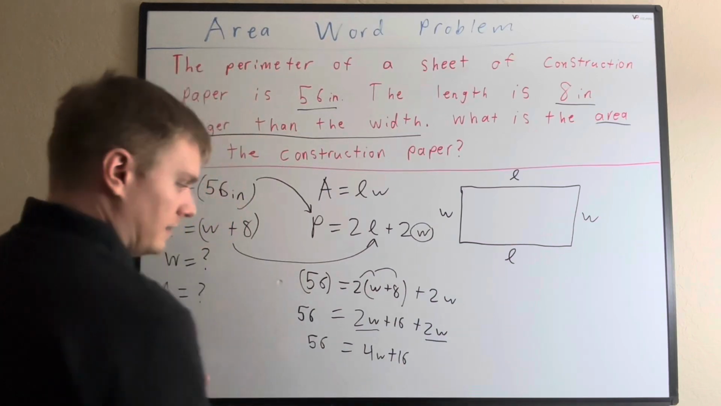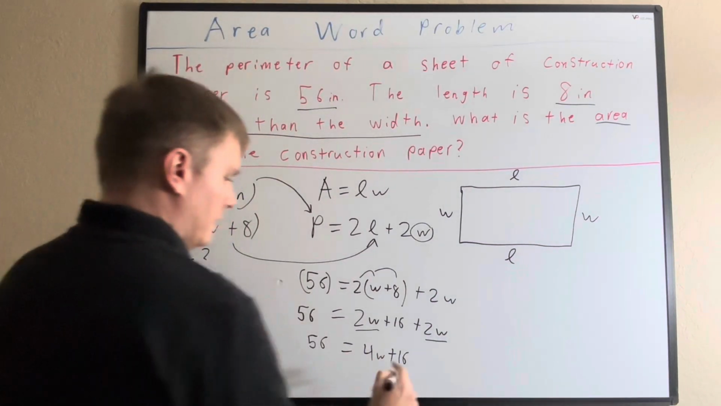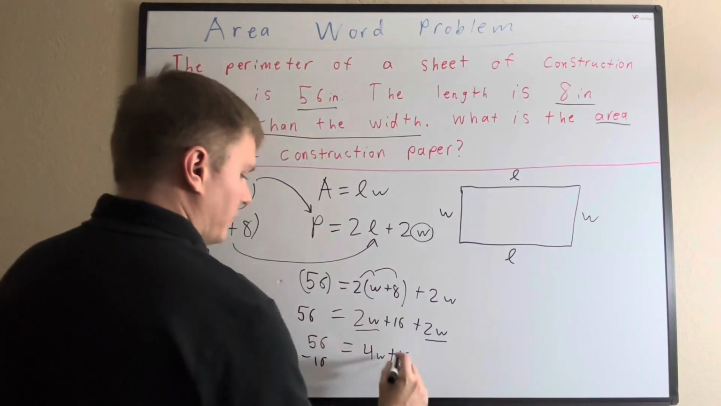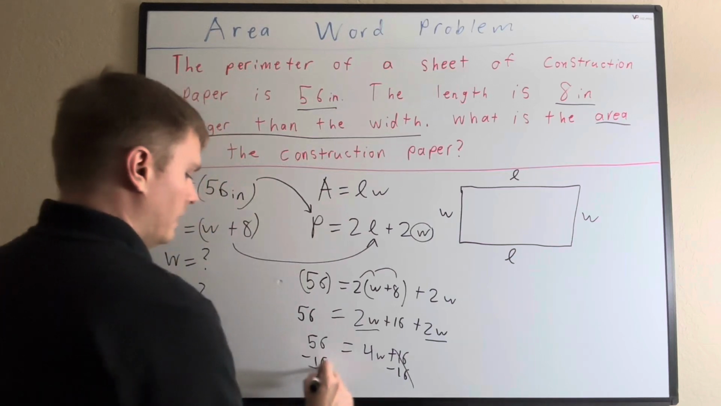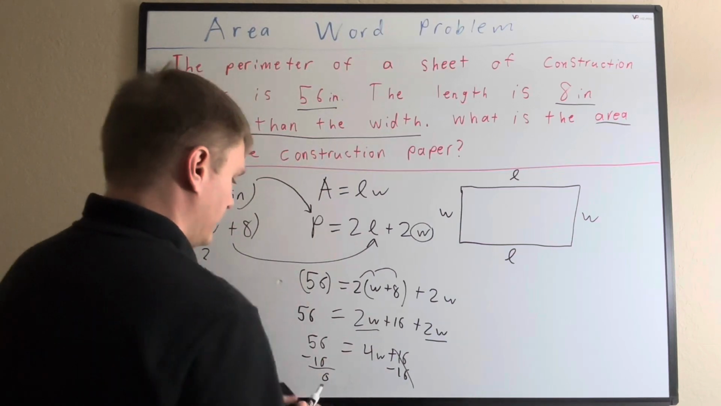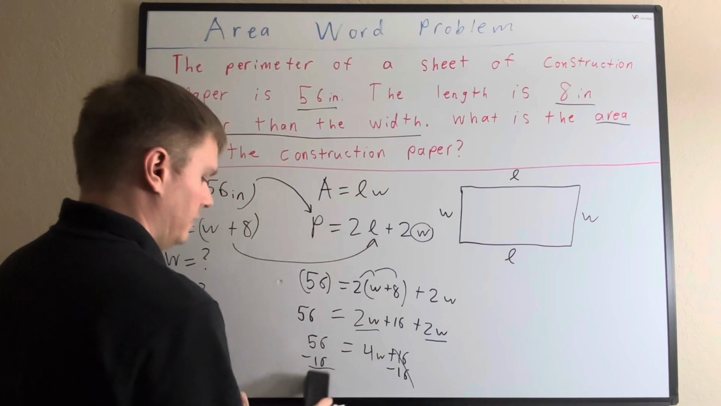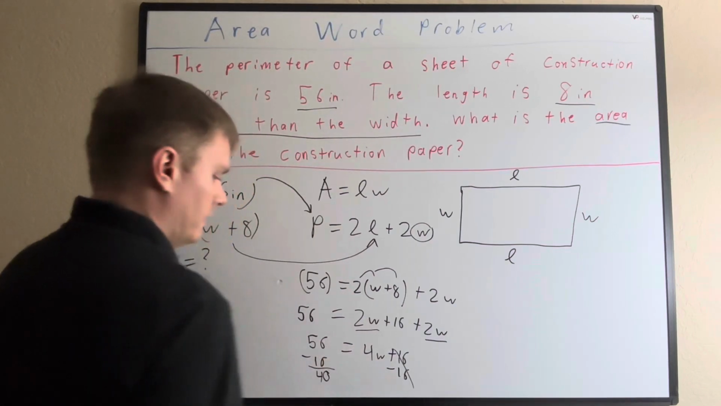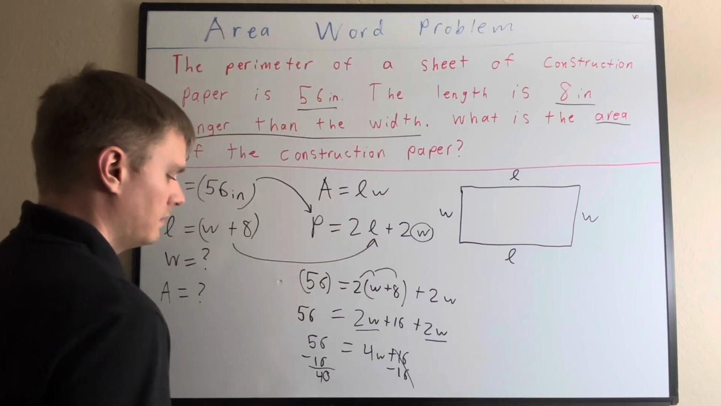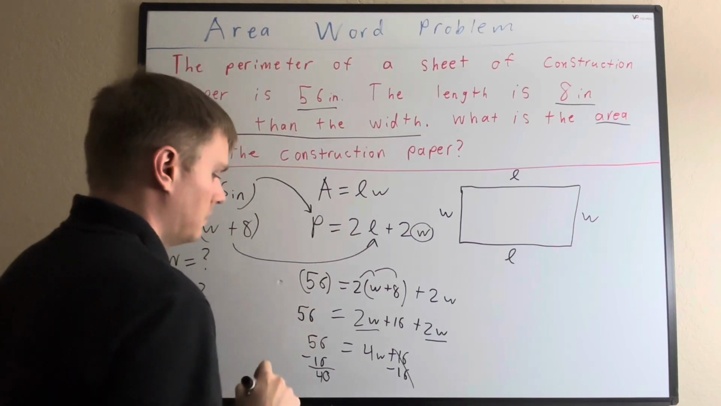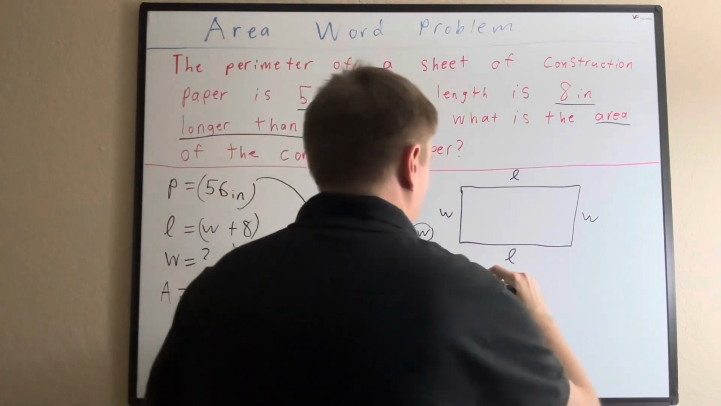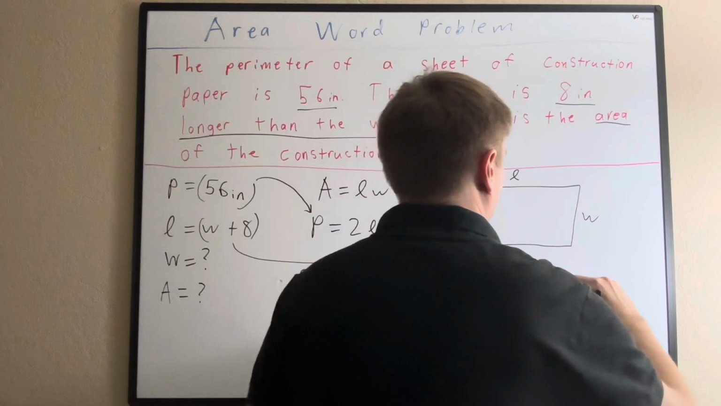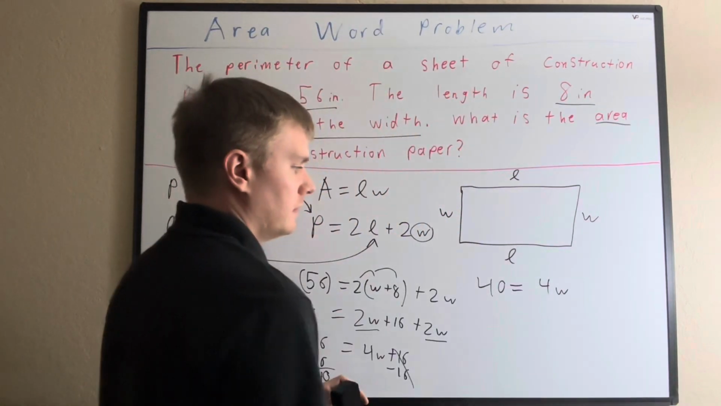Okay, so what's the next step? We're just solving for W now, right? Trying to get it all by itself. So we subtract 16 from both sides. That becomes 0. And this becomes 56 minus 16, which is 40. So 40 equals 4W. All right.